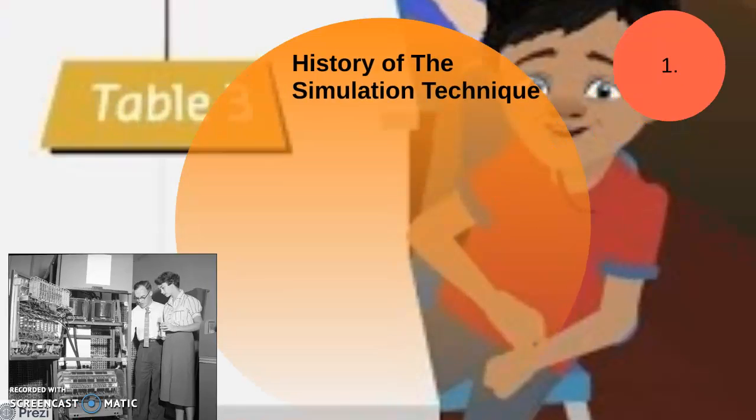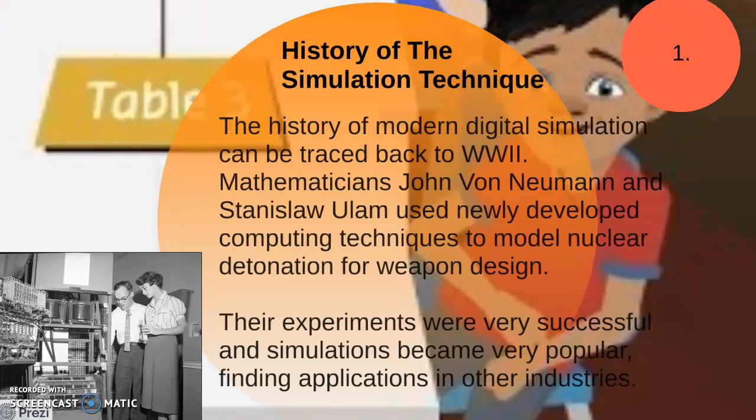History of the simulation technique. The history of modern digital simulation can be traced back to World War II. Mathematicians John von Neumann and Stanislaw Ulam used newly developed computing techniques to model nuclear detonation for weapon design. Their experiments were very successful and simulations became very popular, finding application in other industries.